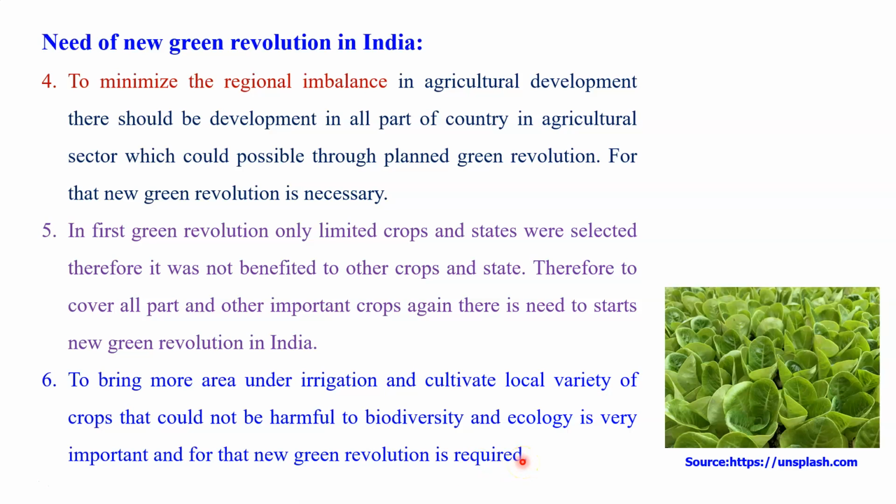Dear students, you know that during the first green revolution, what we have done, we used high yielding variety seeds that we imported from Mexico, America, and other countries. But that was also very harmful for our local biodiversity. If you want to avoid these disadvantages, there is a need to use local varieties of crops that might be very useful and not harmful for our biodiversity. Therefore, for that purpose, we have to start the green revolution again in India.